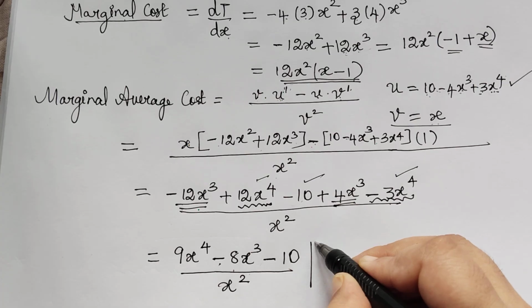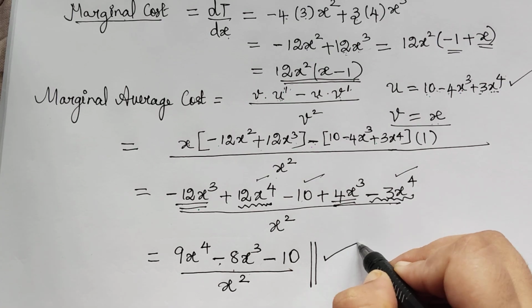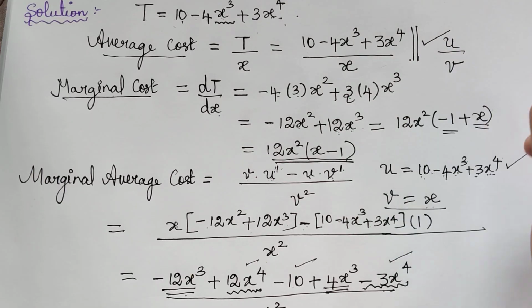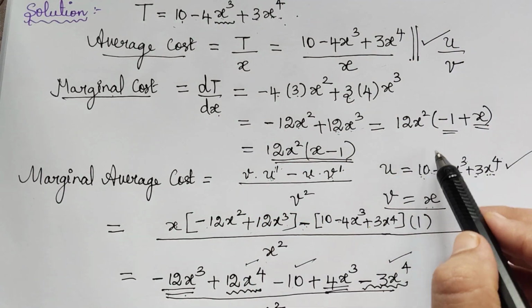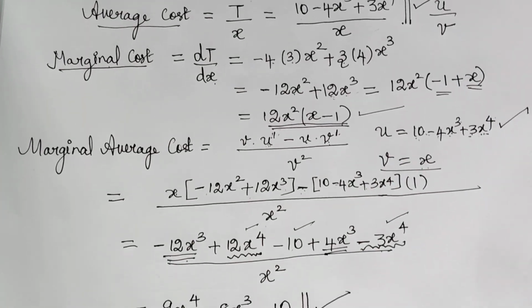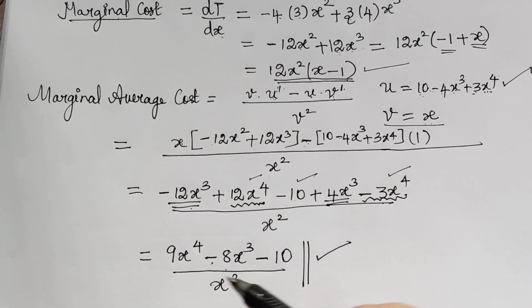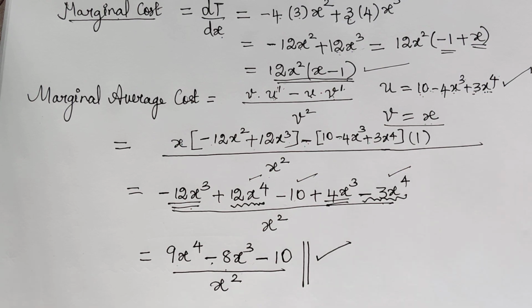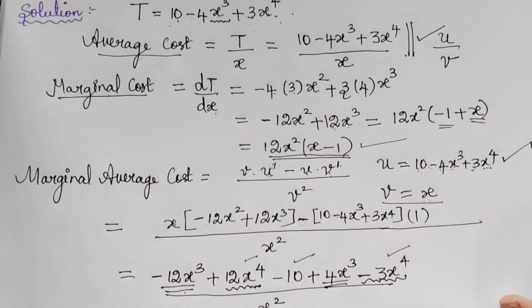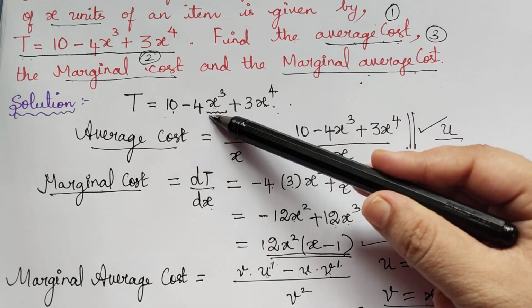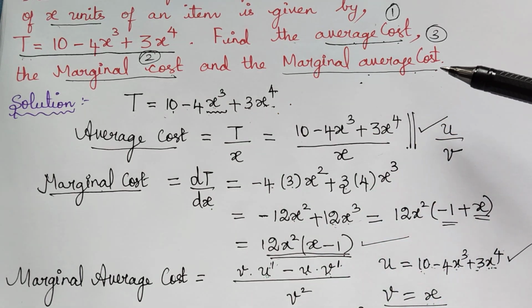So this gives us the marginal average cost. So therefore we have found the average cost as this, the marginal cost as 12x square multiplied with x minus 1, and finally the marginal average cost as 9x power 4 minus 8x cube minus 10 divided by x square. So I hope you would have understood how to find average cost, marginal cost, and marginal average cost.